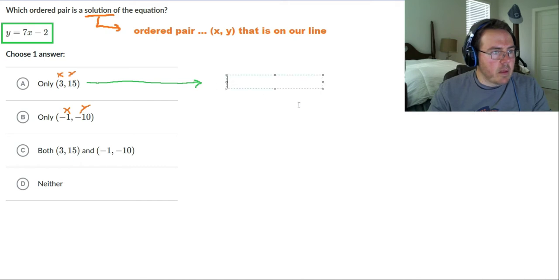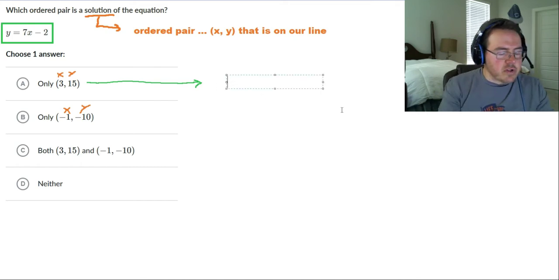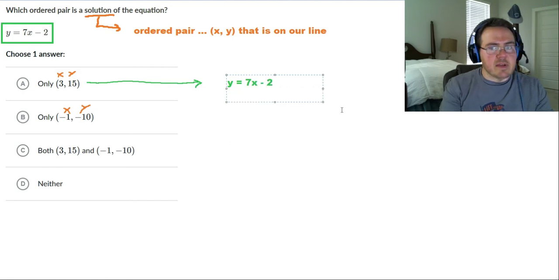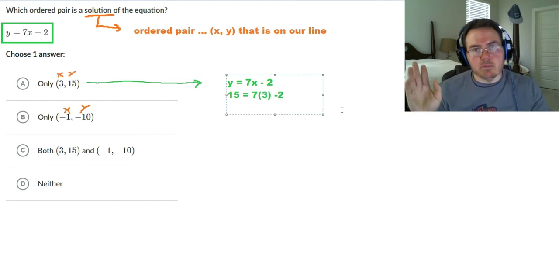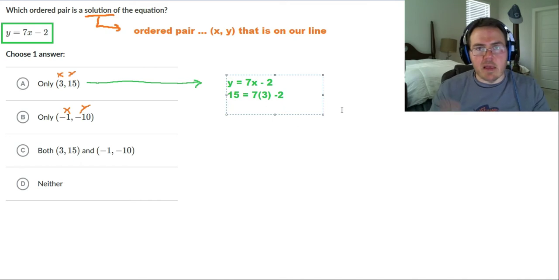Okay. So we're going to start with y equals 7x minus 2, and now we're going to start substituting in the values that we have. So in this case, y is 15, so 15 equals 7 times x, which is the 3 value, minus 2. So all I've done so far is put in the x value and the y value that they gave us.